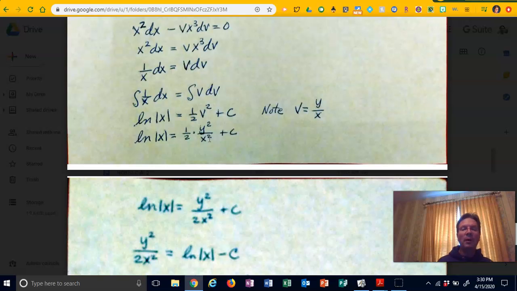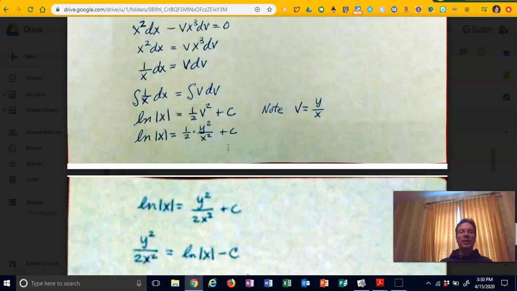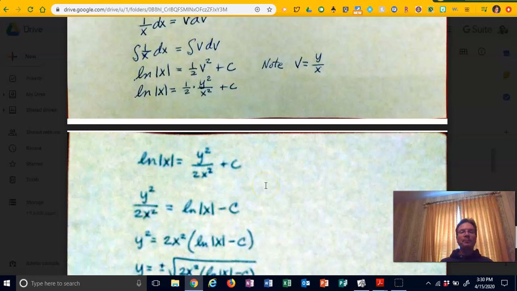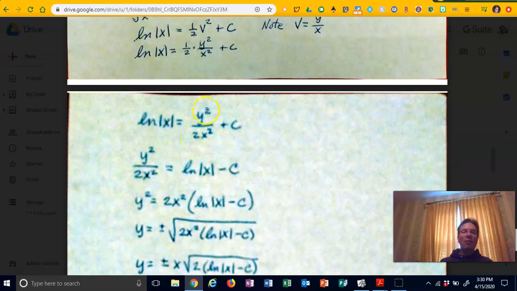Now, the next part is not always easy. This one isn't too bad. I want to solve for y if I'm able to, to get my solution. And I don't know why this came out to be so blurry down here, but that's my bad. We'll make it work. All right, so what I'm going to do is just change this first term on the right side into y squared over 2x squared. And then I'm going to solve for y squared over 2x squared first. So I'll subtract c from both sides, and then I flipped it.